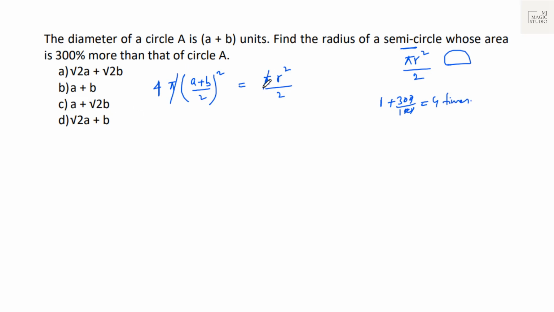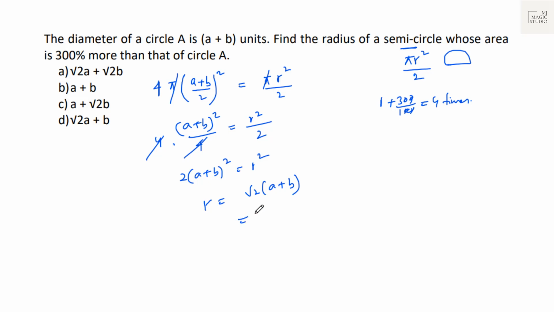So if we solve this, what will we get? a plus b whole square by 4 into 4 equals r square by 2. They are looking for the value of r. So 2 into a plus b whole square is r square. Therefore r is root 2 into a plus b, that is root 2a plus root 2b. That is option A.